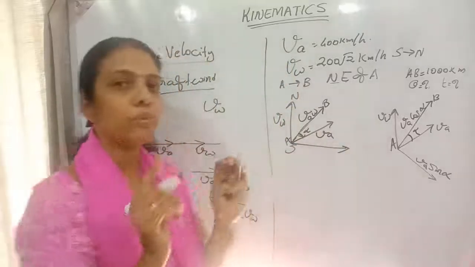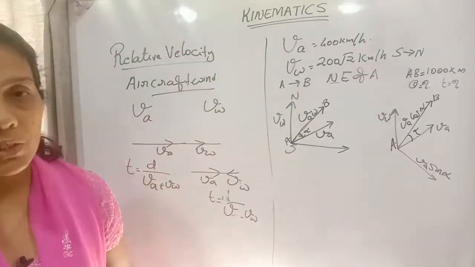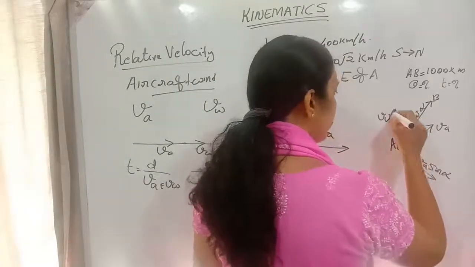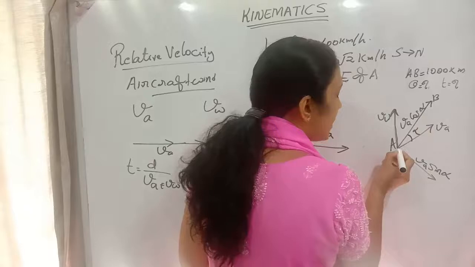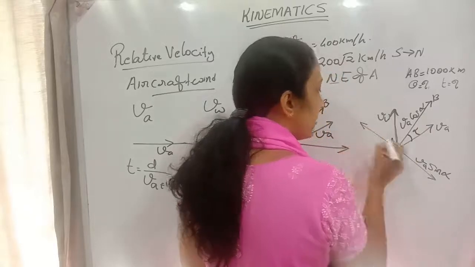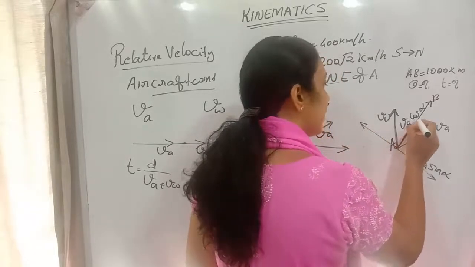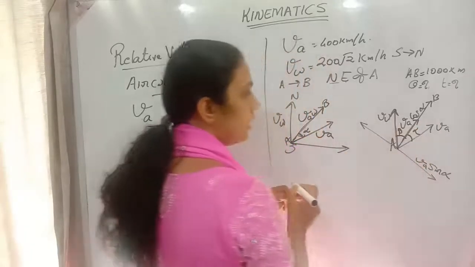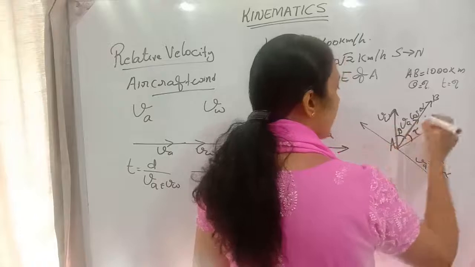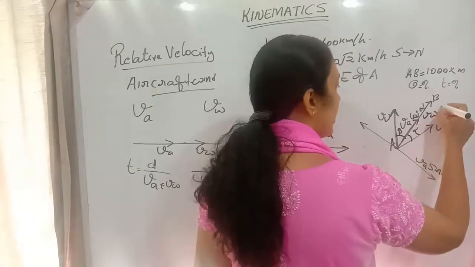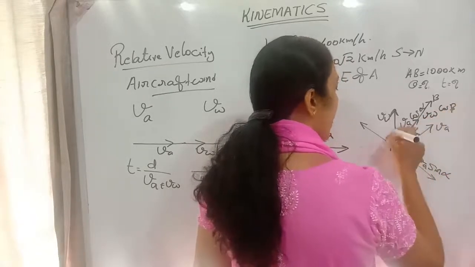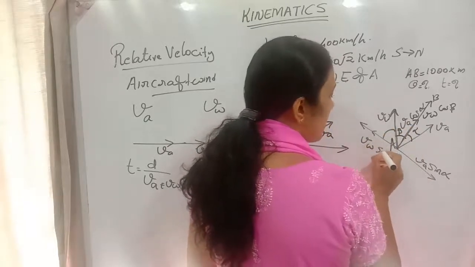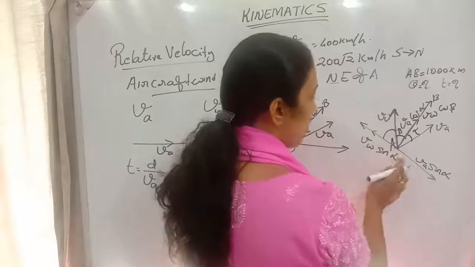Now we need to divide the velocity of wind into components. Wind is moving in this direction, so I am dividing that into components. This is one component and this is another component, which is making an angle beta here. Because of that beta, here it is VW cos beta, and here it is VW sin beta.